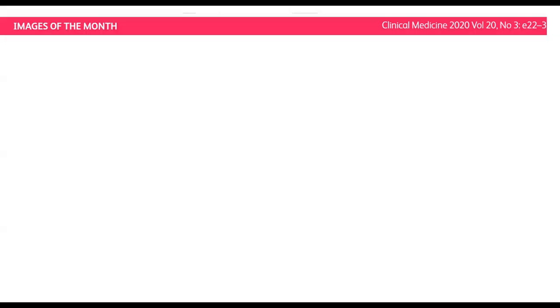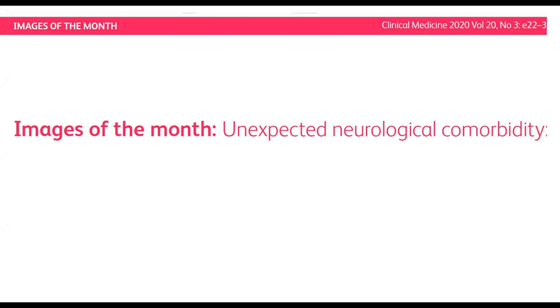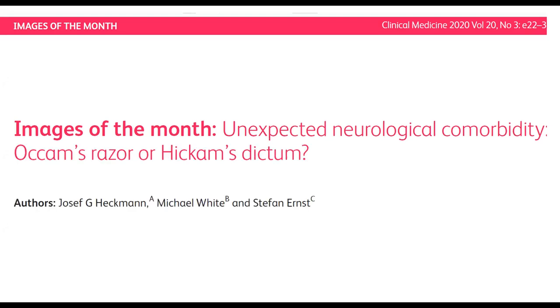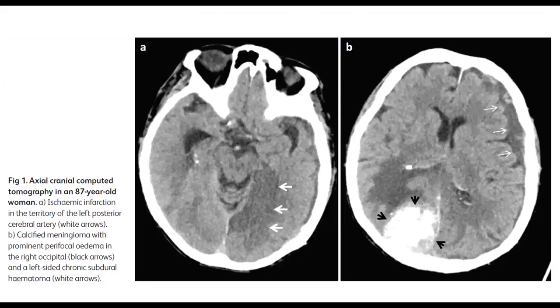All right, let's go to Clinical Medicine 2020, very current, images of the month. Unexpected neurological comorbidity. What does that mean? That's more than one morbid condition, more than one disease, more than one thing at play. Occam's razor or Hickam's dictum, all right? And it was an example of a patient who had an ischemic infarct, which you see on the left, and a calcified meningioma. So it's like two different diseases.